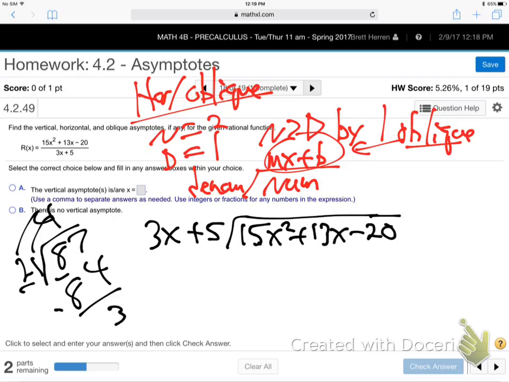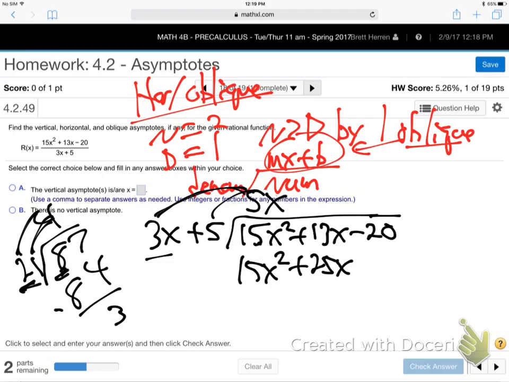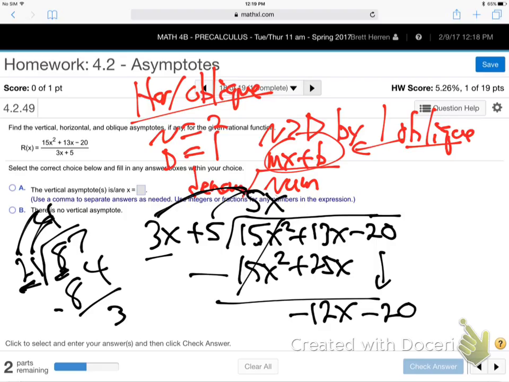Same thing with the letters. You look at the front and the front, just like we looked at 2 and 8. What do you put up here, times 3x, that'll make 15x squared? 5x. But it doesn't just go there, it also goes there, just like the 4 went to both. So 5x times 3x is 15x squared, and 5x times 5 is 25x. Good so far? And then we subtract, these cancel. 13x minus 25x is minus 12x. Bring down the minus 20.